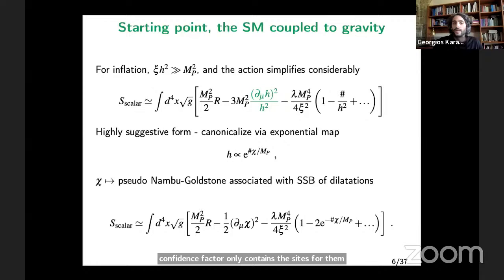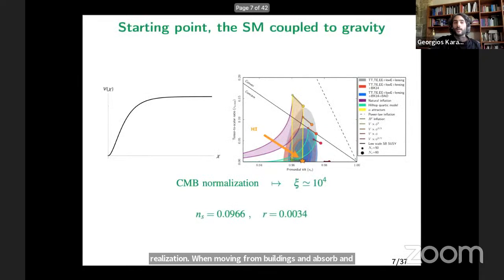And in this particular limit, we realize that the action takes a very suggestive form, because its form dictates that we canonicalize the field h by employing an exponential map with a new field, χ, in terms of which we have a canonical kinetic term and an exponential potential. And this is exactly the reason why this works, because χ may be thought of as the pseudo-Nambu-Goldstone boson associated with symmetry breaking of dilatations when moving from the original Jordan frame to the Einstein frame. Now, exponential closeness to de Sitter means a very flat potential, and a very flat potential translates into really nice predictions as far as inflationary observables are concerned.